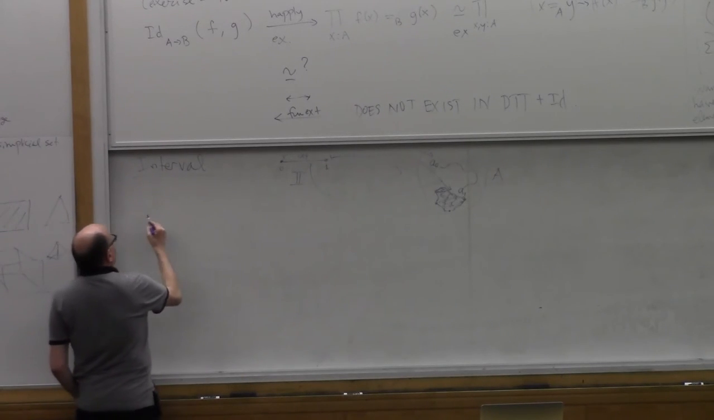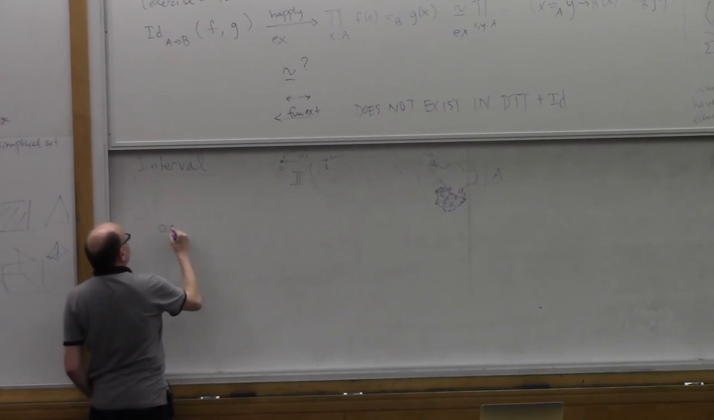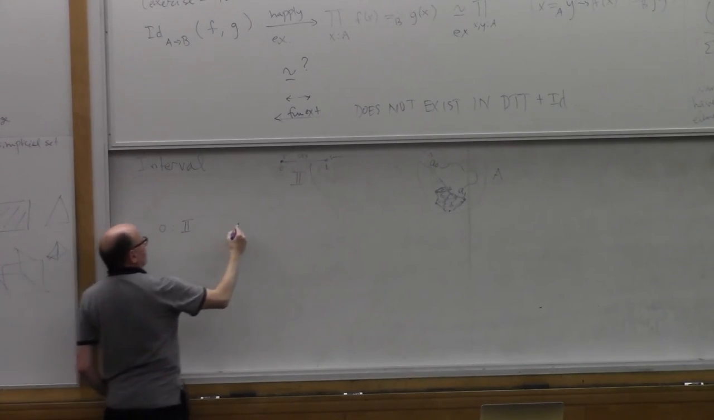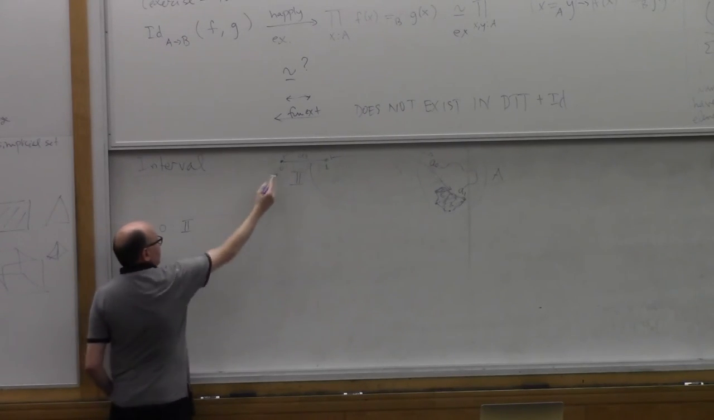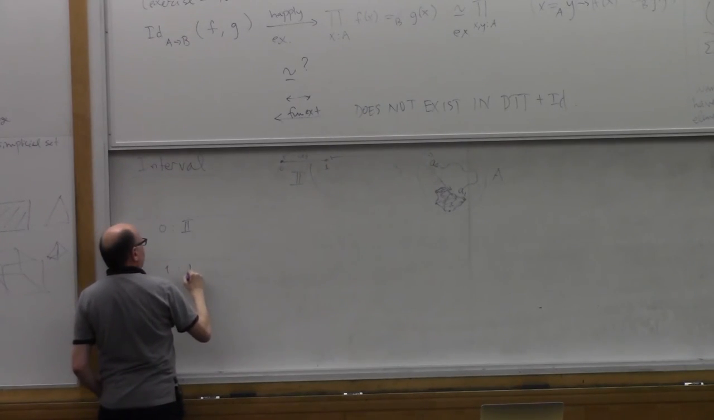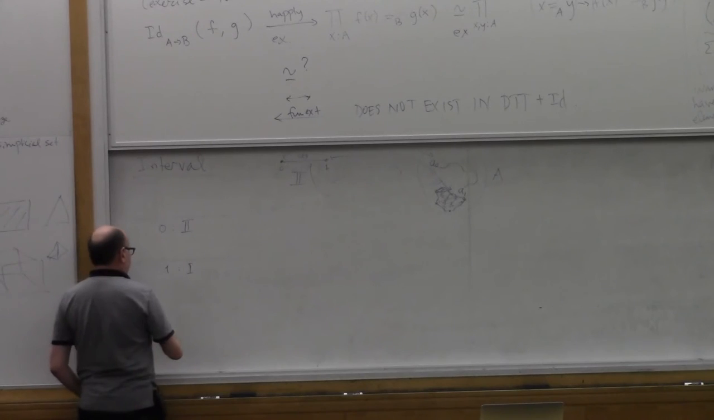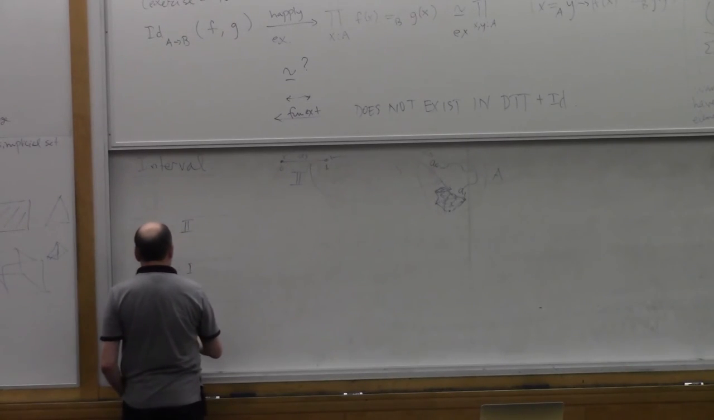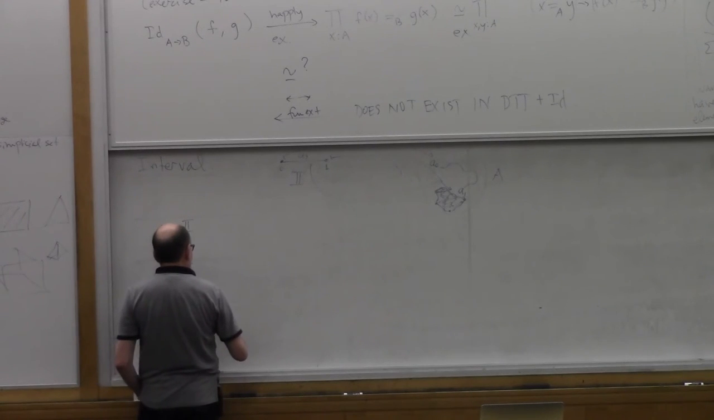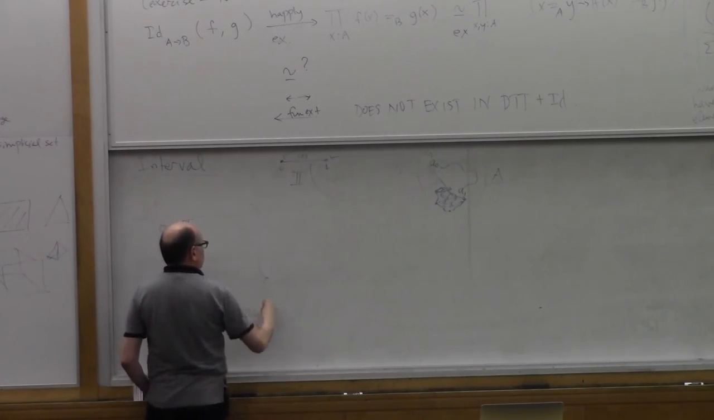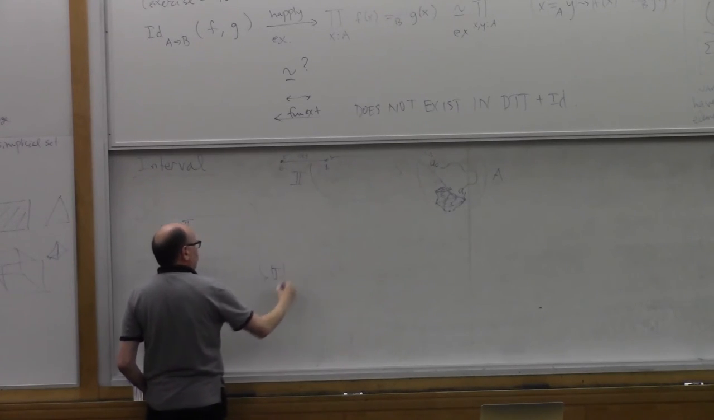So how is the interval axiomatized? I grossly overuse the symbols 0 and 1. So 0 is in I. That's the endpoint. 1 is in I, that's the endpoint. And now, here's the interesting thing. The segment is an identification of 0 with 1. Those are the introduction rules.